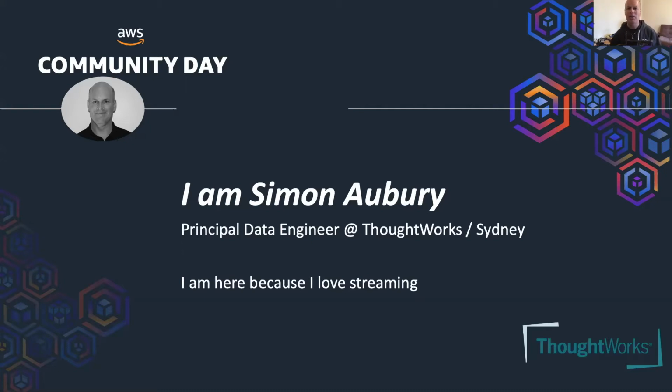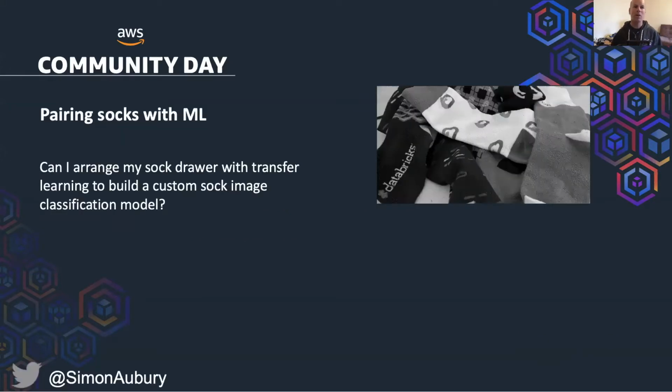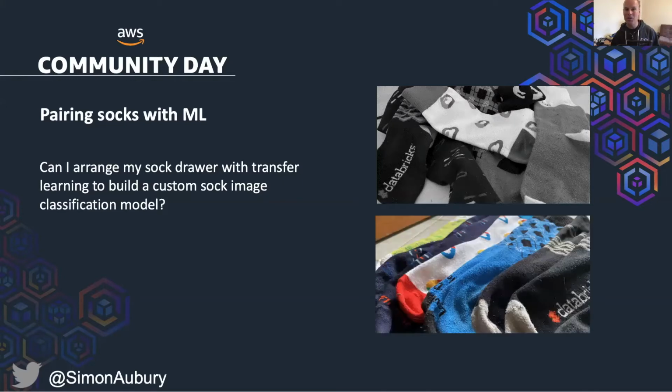So today I'm sharing a small side project that illustrates some of the problems and some of the solutions when you combine machine learning vision with event-driven architecture. So I'm going to be pairing socks with machine learning vision. Can I arrange my sock drawer using transfer learning? Ultimately, can I build myself a custom sock classification model? And can I use open source technology and streaming technology to retrieve those sock classification messages? So ultimately, can I take my unordered socks and build out nice pairs of socks?